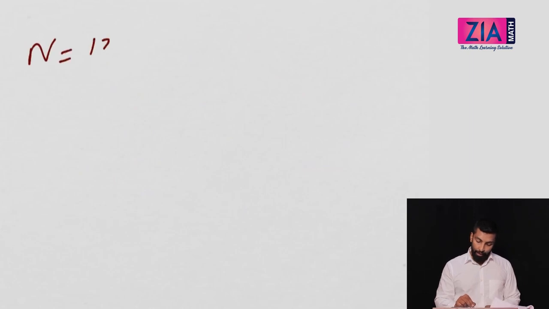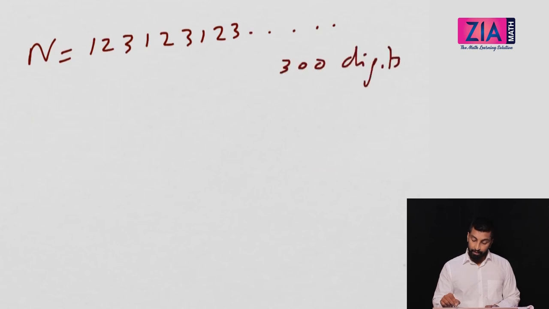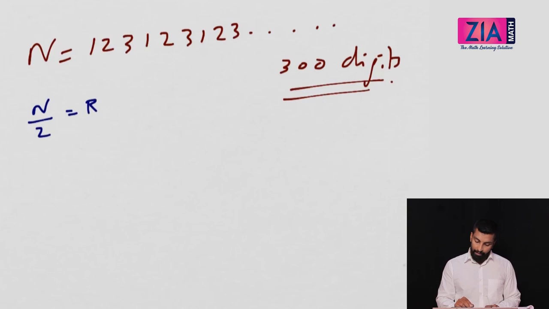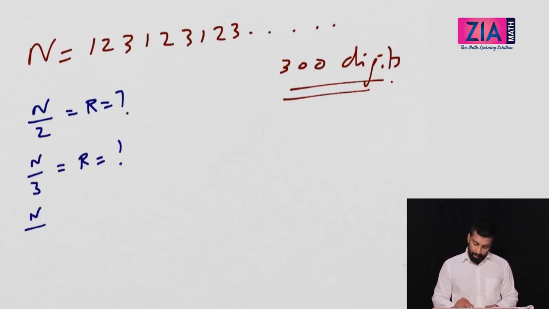Now let me summarize everything. Okay, I'll give you a question. N is equal to 1 2 3 1 2 3 1 2 3 and so on, 300 digits. Now I need to find n divided by 2, what is the remainder? N divided by 3, what is the remainder? N divided by 4.